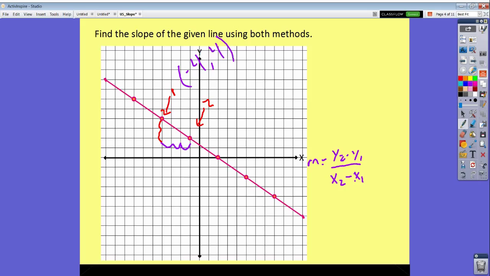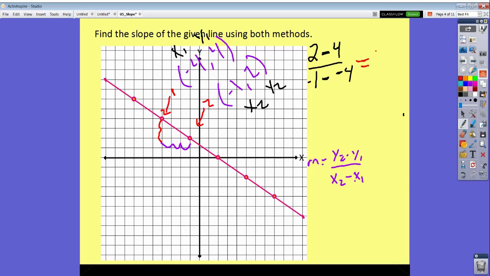And for our second point, we have -1, comma 2. So I'm going to label them real quick. So we have x1, y1, and we have x2 and y2. So for our y2, we have 2, and then we have -4, all divided by x2, which is -1, minus, and then x1 is -4.